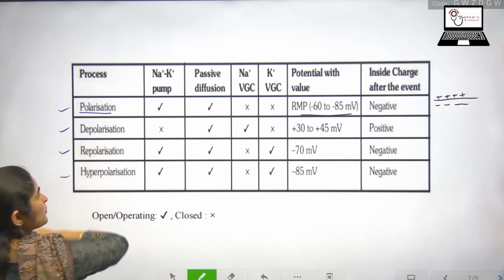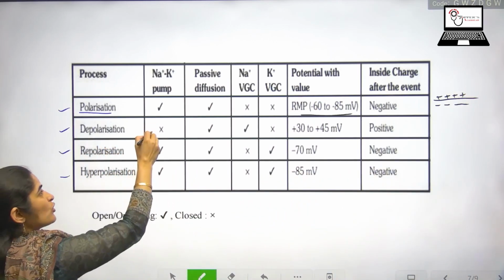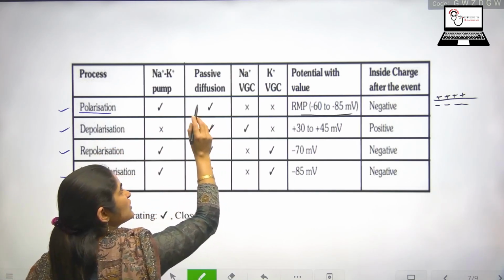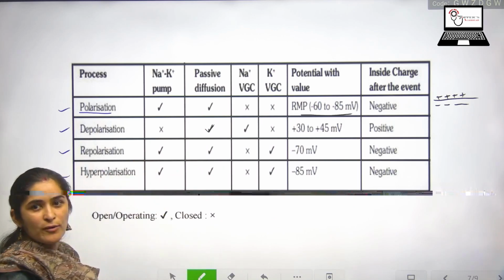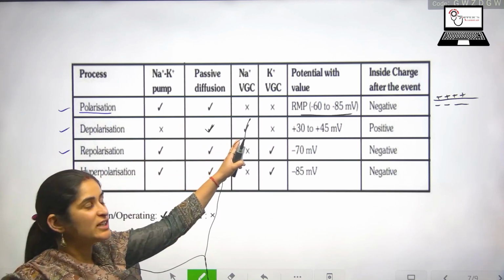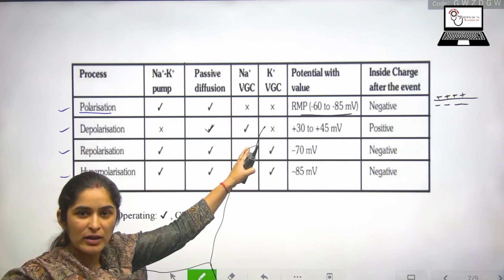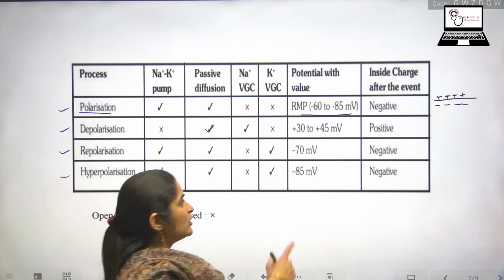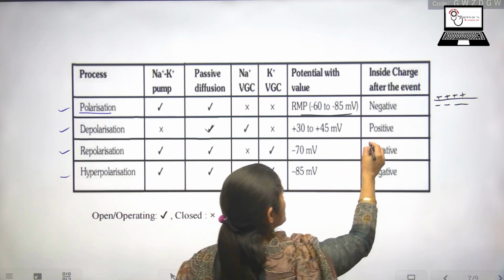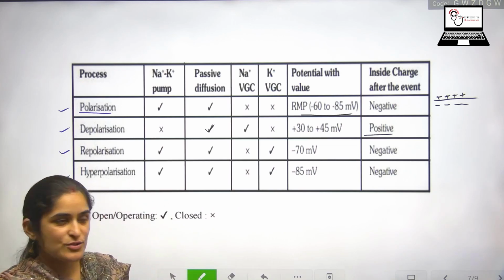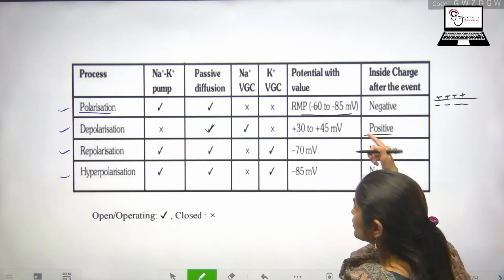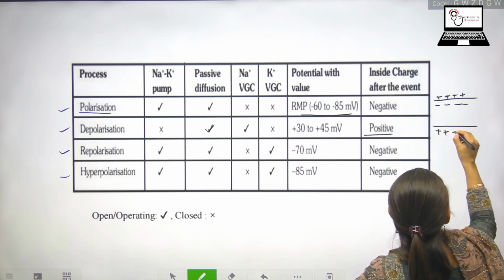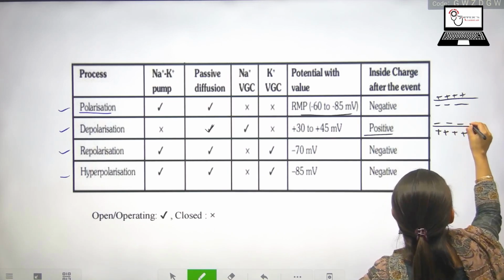Next step, depolarization. In this, the sodium potassium pump will not work. Here only passive diffusion of the ions occurs and voltage gated ion channels will be open. Due to this, more sodium ions will move inside, due to which the inside becomes positively charged. So in this state, the membrane is positive from inside and negative from outside.